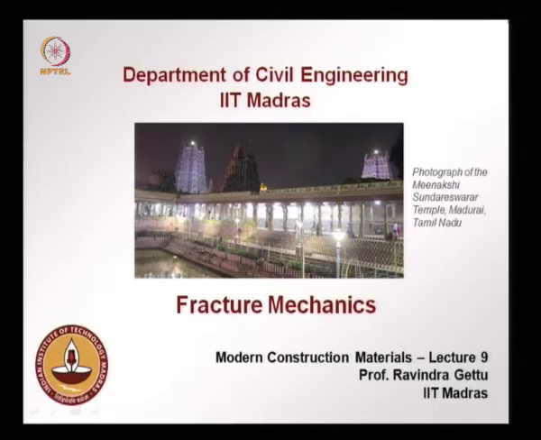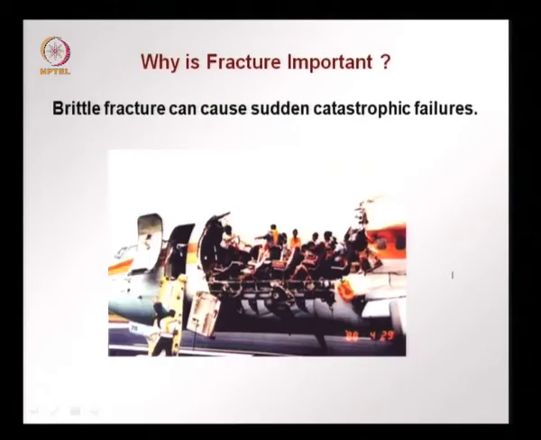I start with this picture of the Meenakshi Sundareswari temple in Madurai, which is about 600 to 800 years old, and most of it is made out of granite, and around this temple tank we have many columns of stone. Some of these stone columns have started to crack and they are being replaced, and this cracking is due to settlement of the ground around the pond and many other environmental factors. What else can fracture cause?